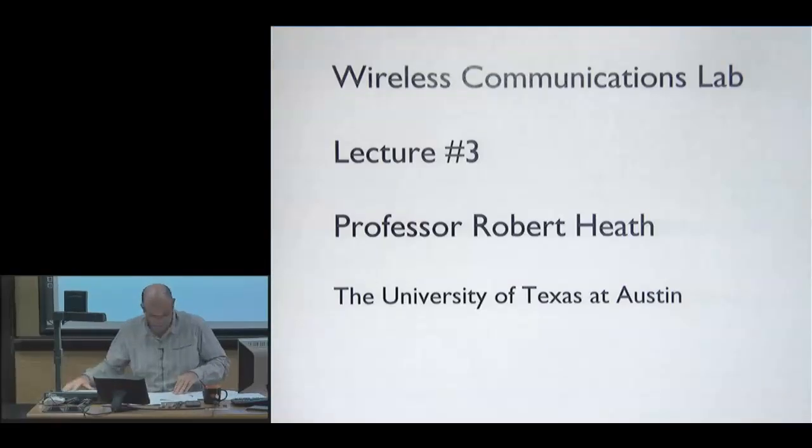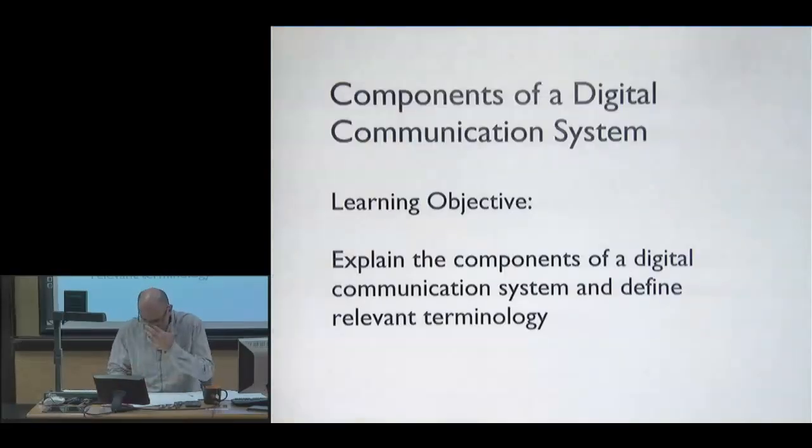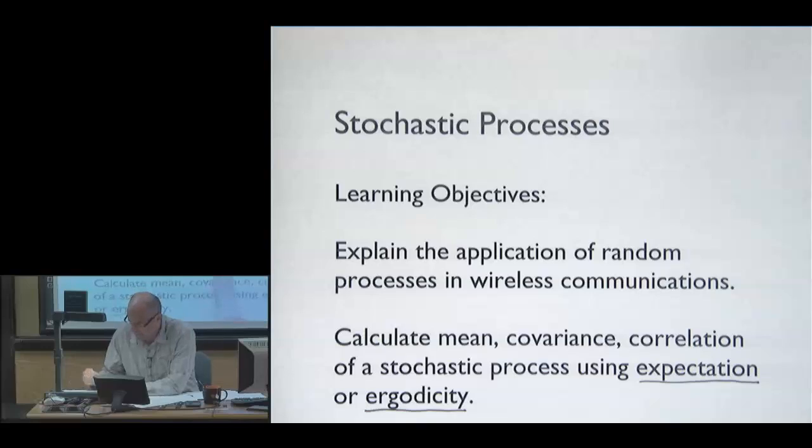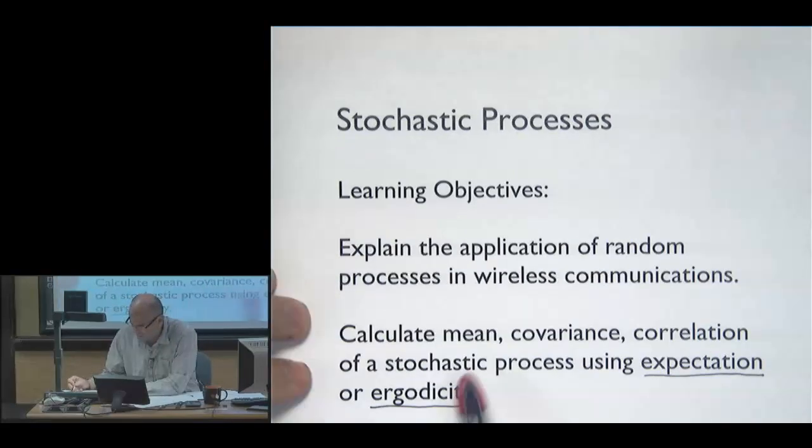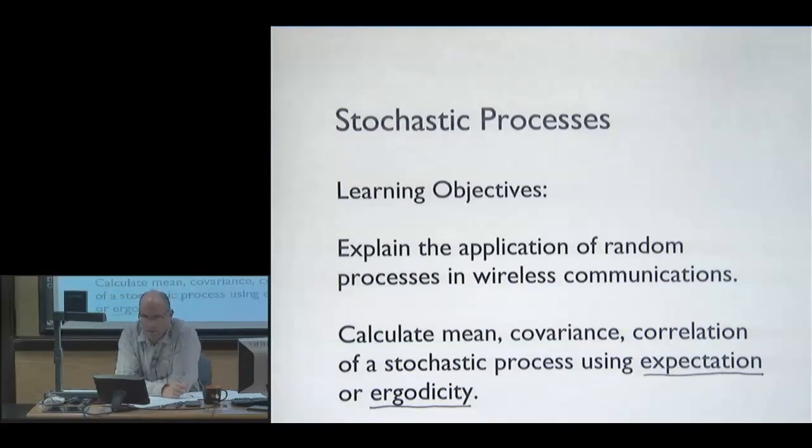Lecture number 3. We finalized our discussion of the components of a digital communication system, talking about modulation, demodulation, and the channel. These topics we're going to deal with a lot more in the rest of the course, so you'll see them again and again. And then we have talked about stochastic processes. You should be able to explain why they're important, and you should be able to calculate the mean, covariance, and correlation of a stochastic process using expectation. We did not get to the last piece, ergodicity, but I'll cover that in the next lecture. And then in the next lecture, we're going to talk about Fourier transforms and sampling.